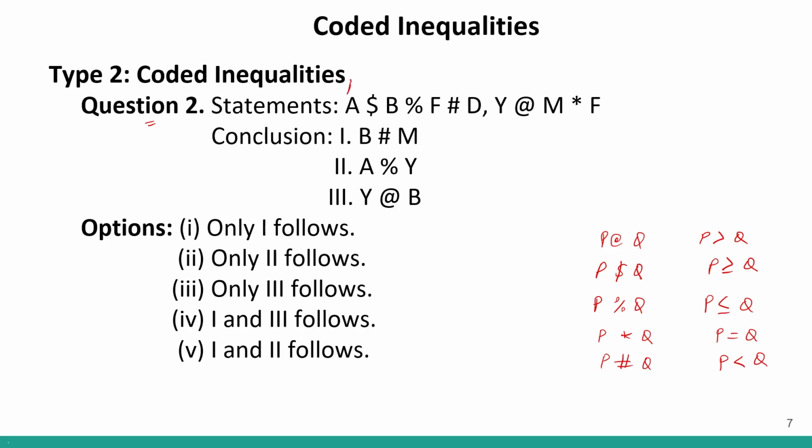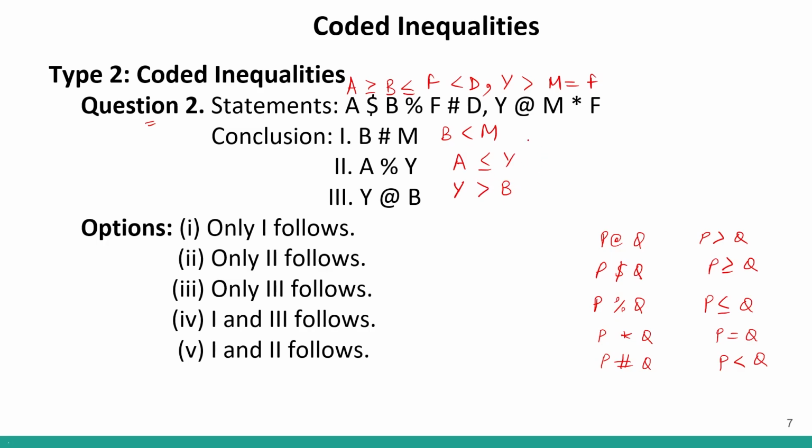Now let me put over here. A is greater than or equal to B. B is less than or equal to F. Correct? F is basically less than D. Y is greater than M and M is equal to F. We will do the same thing for conclusions. B is basically less than M. A is less than or equal to Y and Y is basically greater than B. Correct? These will be your codes.